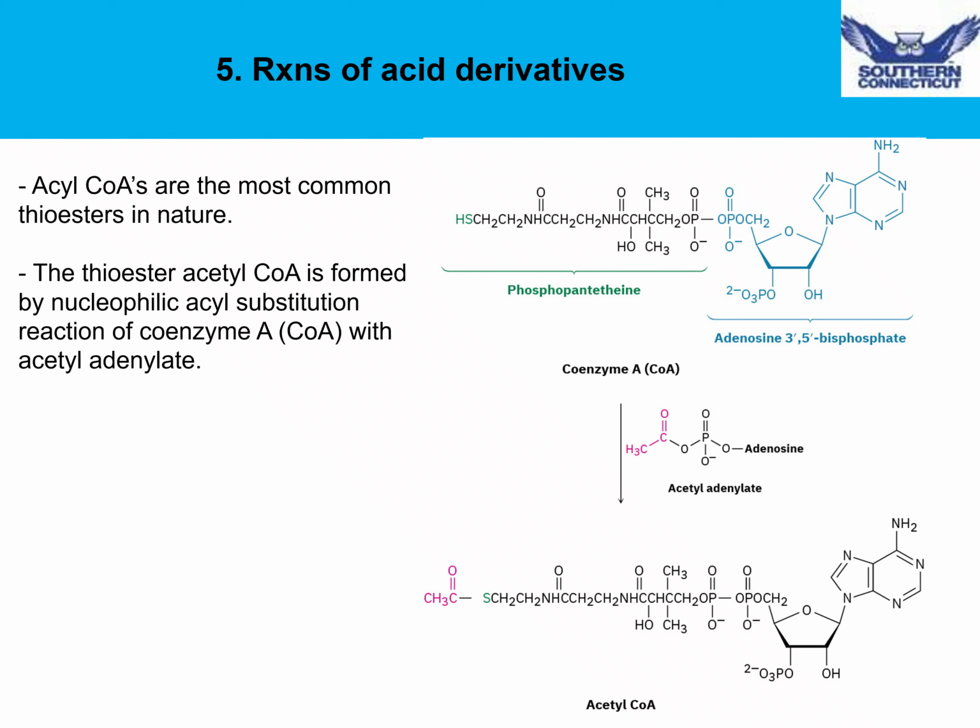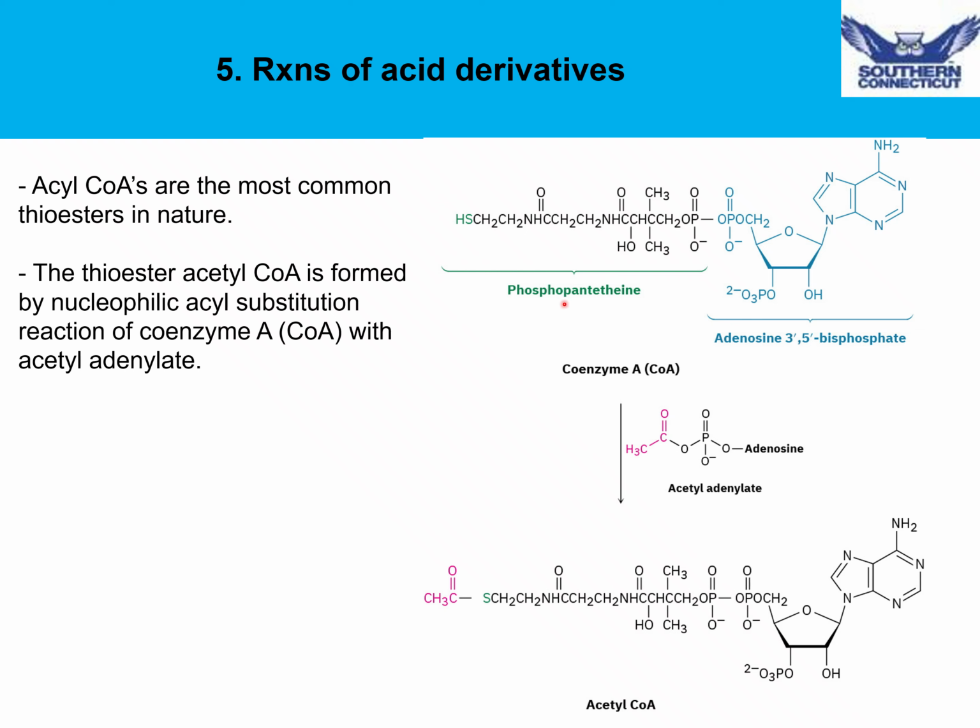Although thioesters and acyl phosphates are not very common in organic laboratories, they are extremely important in biochemical reactions. Acyl coenzyme A is one of the most common thioesters in nature. Here is an example of how acetyl coenzyme A can be synthesized.